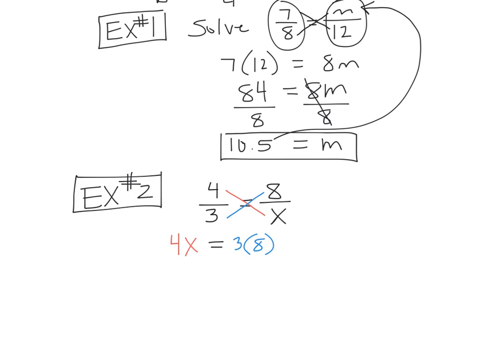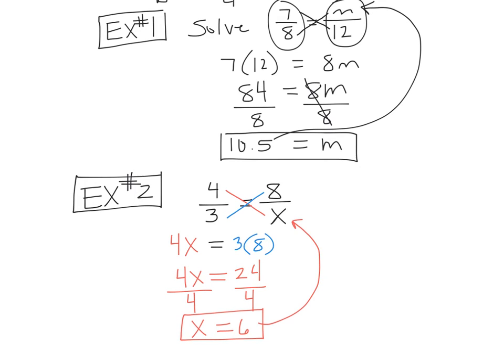And you don't have to start top to bottom and then bottom to top. You could start with 3 times 8 and then 4 times x. You're going to get the same thing. So you get 4x equals 3 times 8 is 24. So we would divide by 4, solve that equation, and you get x equals 6. And again, if I plugged in that 6 right here, 4 over 3 and 8 over 6, those are the same thing, right? 8 over 6 reduces to 4 over 3. So that would be your answer.